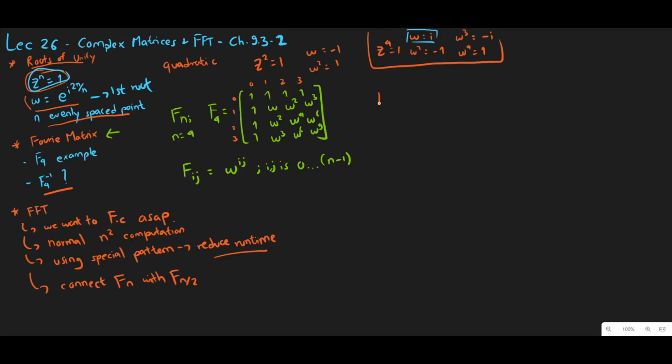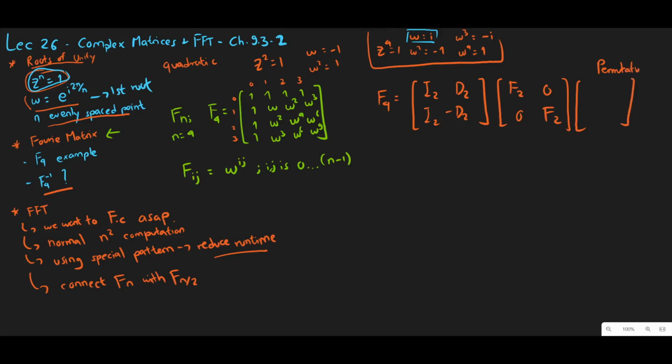So let's take an example of F4. I will just blindly give you a formula here. I'm really sorry for that. This is the identity matrix, diagonal, identity minus diagonal. And this consists of the F half of this, F2, this is the 0, and this is just some permutation matrix.